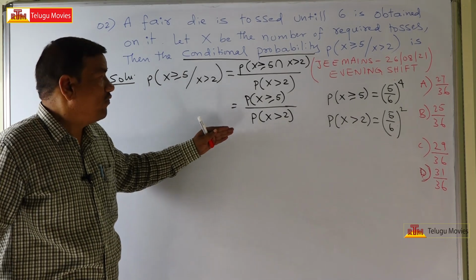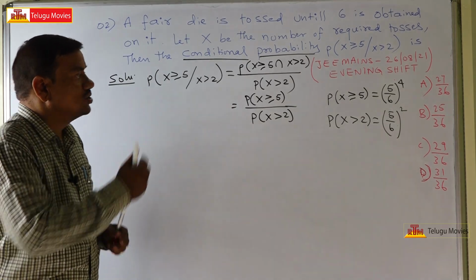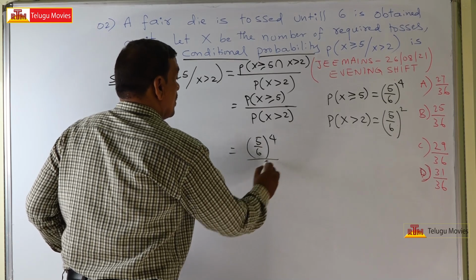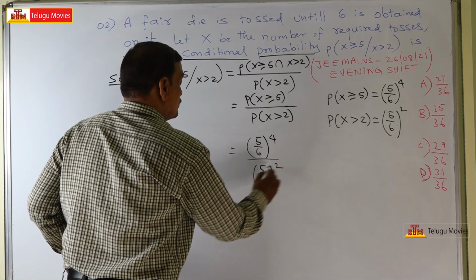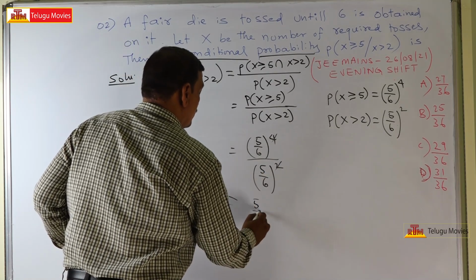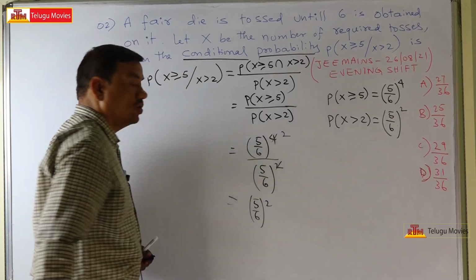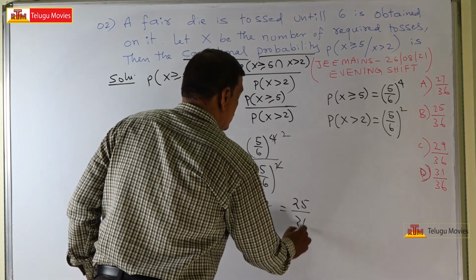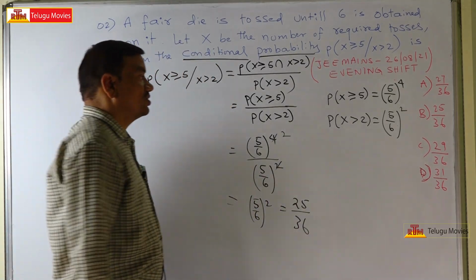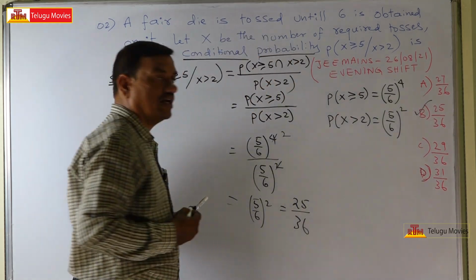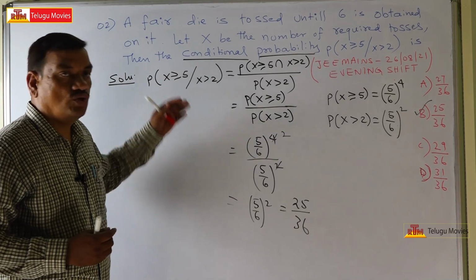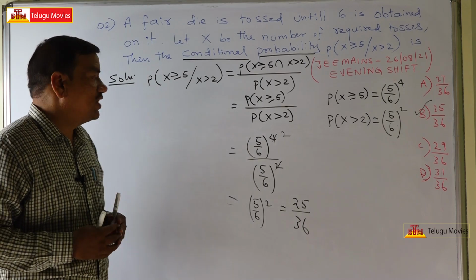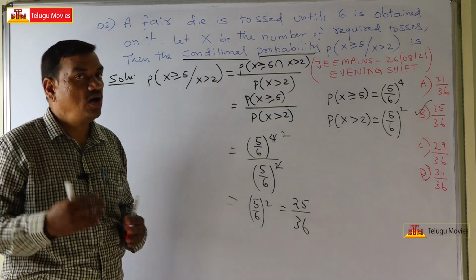So we obtained the values of both numerator and denominator. The numerator we got how much? 5 by 6 whole power 4, upon denominator 5 by 6 whole square. So after cancellation, how much do we get? 5 by 6 whole square. So 5 upon 6 whole square is equal to how much? 25 by 36. So your option B is the right answer. Understand? Once you go through this problem, this is a problem on conditional probability. I hope that you understand this solution. So let us go for the third problem.